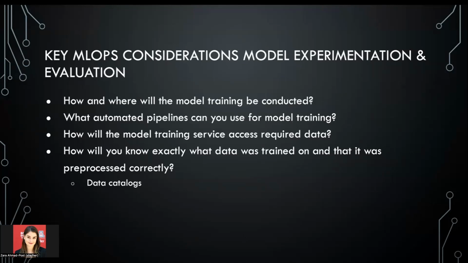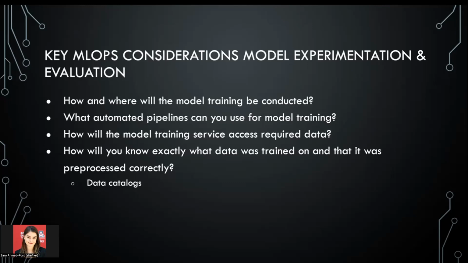Okay, so here are some key considerations for our model experimentation and evaluation. First, how and where will the model training be conducted? So is that training going to be distributed? Is it going to be localized on one machine? How often will it be retrained? Things like that. What automated pipelines can you use for your model training? Once you've pushed or merged a pull request into main, does that kick off a new job where the model's trained? Those kinds of things.